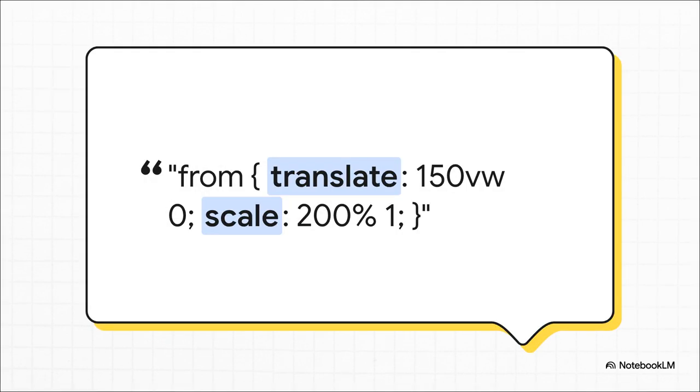Now, let's break down this starting point. What's going on here? Well, translate is positioning the element 150 viewport widths to the right, which is way off the screen. And scale is making it twice its normal width. So at the very start of our animation, our element is invisible, kind of stretched out, and far away.